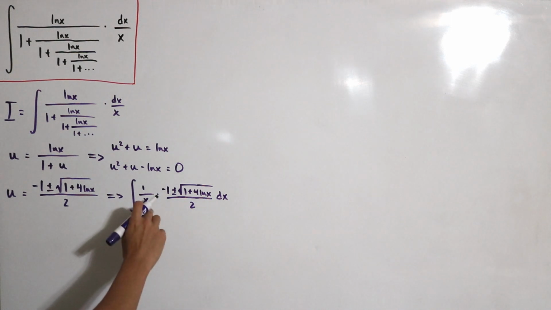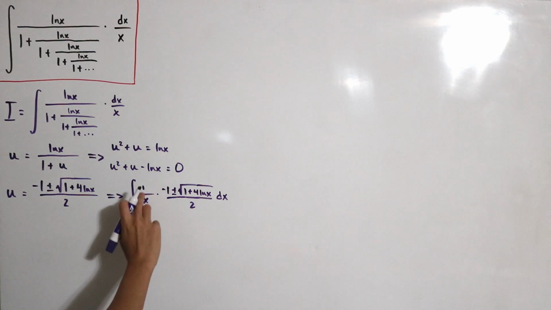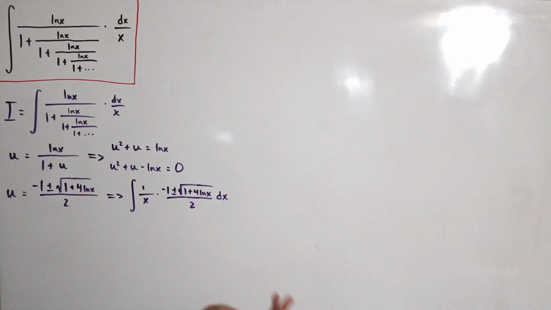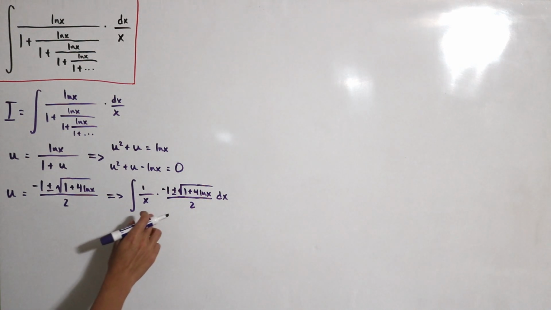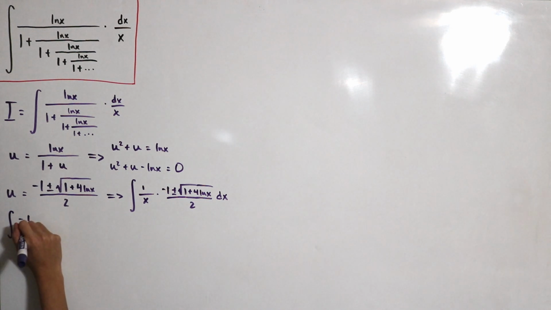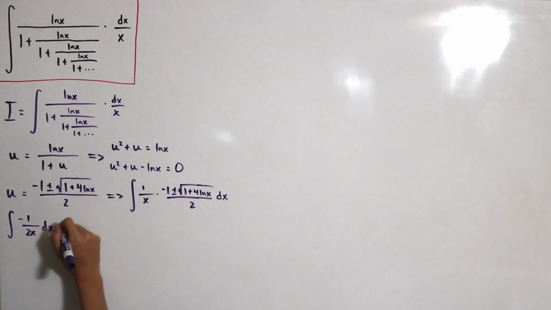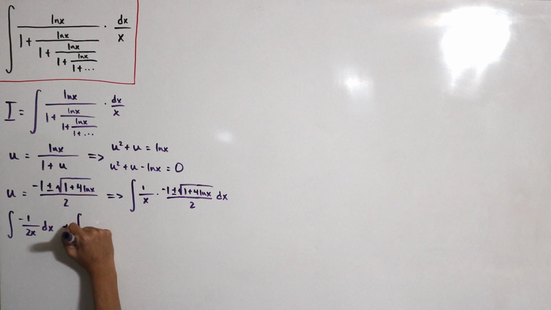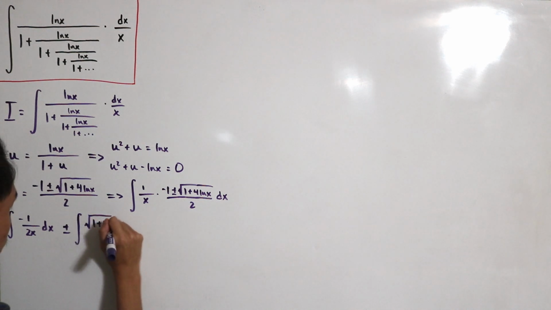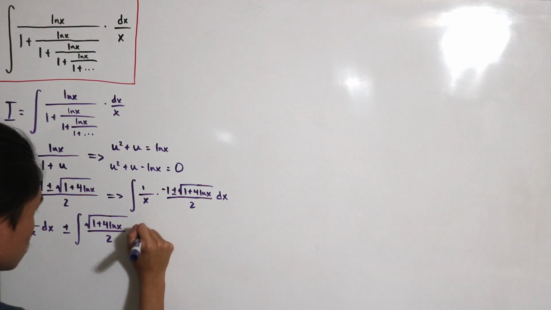So I can distribute the 1 over x into our substitution that we solved for, and then by using linearity, I can split this up into 2 integrals. So therefore, we're going to have the sum of integrals. So this will be -1 divided by 2x dx. And then, of course, there's a plus or minus over here. So plus or minus the indefinite integral of the square root of 1 plus 4 ln of x, divided by 2 dx.